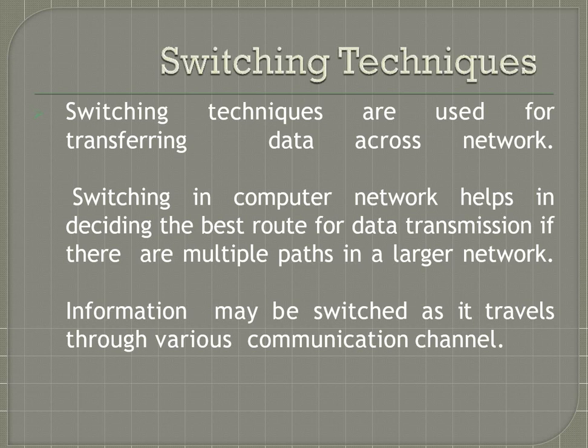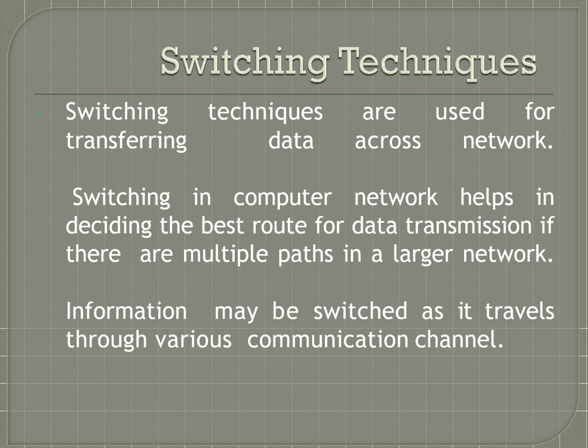This video is part 3 of computer networks. By now you know the significance of networks. One major purpose and use of networks is the sharing or transfer of data and information. Do you know how data are transmitted across networks? Well, for this we use switching techniques. Switching techniques are used for transferring data across the network.